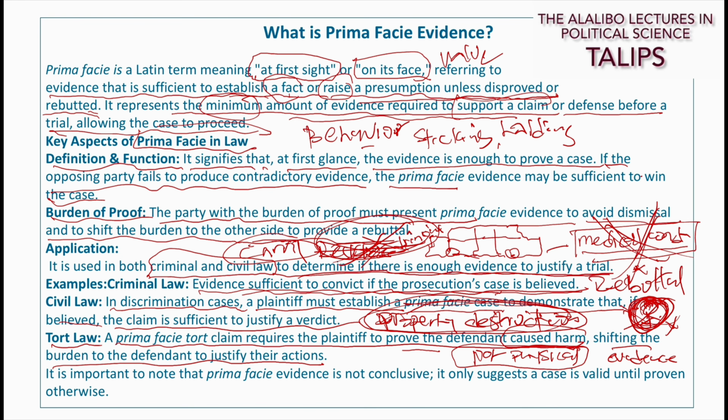So let's take a look at this again. A prima facie tort claim requires the plaintiff, the person suing, to prove the defendant caused harm, shifting the burden to the defendant to justify the action. So the defendant can't just say, I did not cause harm. I only said that perhaps, allegedly, I did not say conclusively they did it. I said allegedly, and I talked about my experience. This is my experience with their product. This is how I tested the product. It didn't test well, and I threw it away.